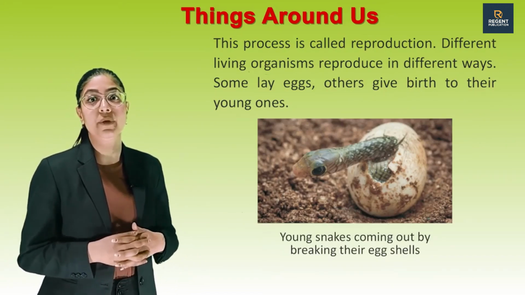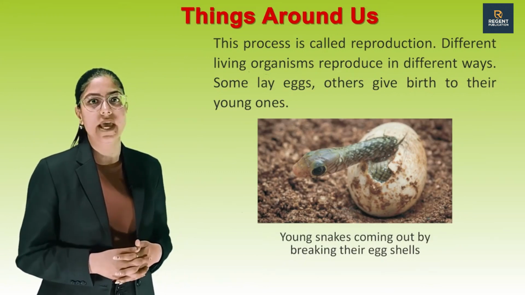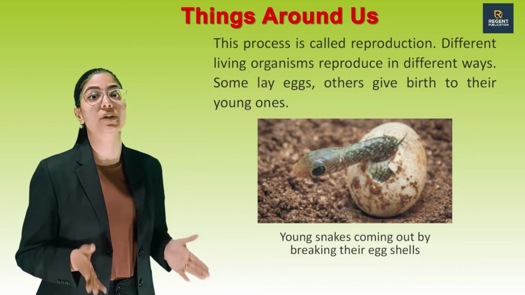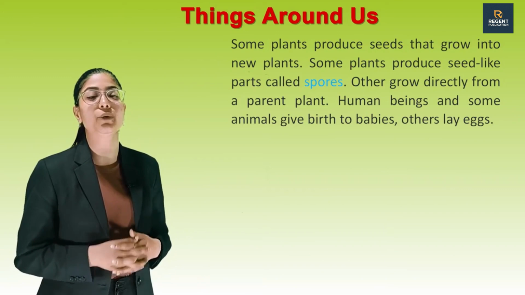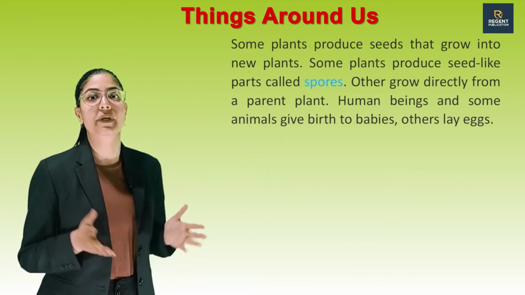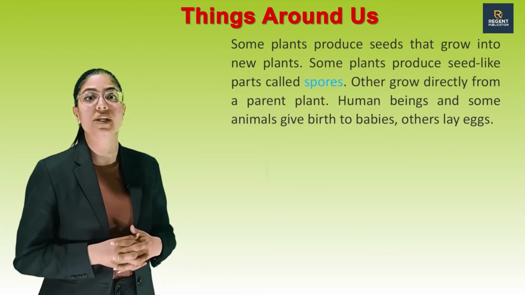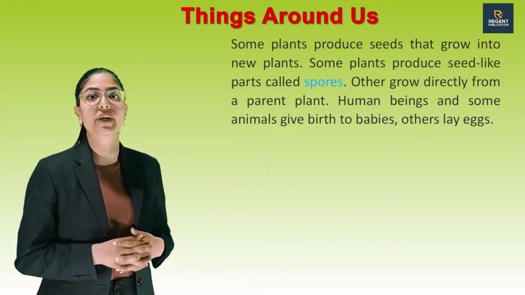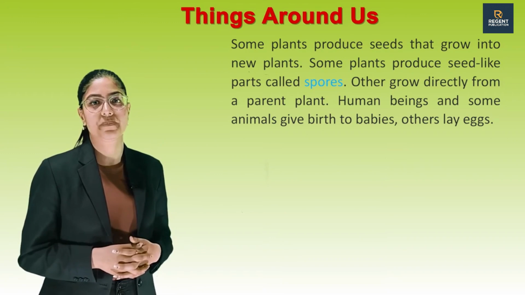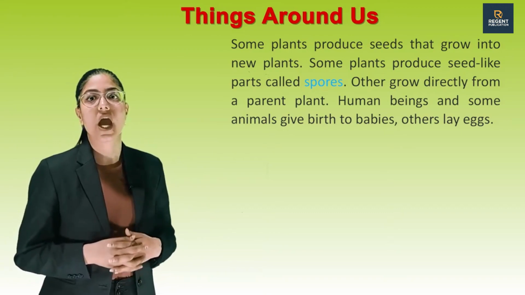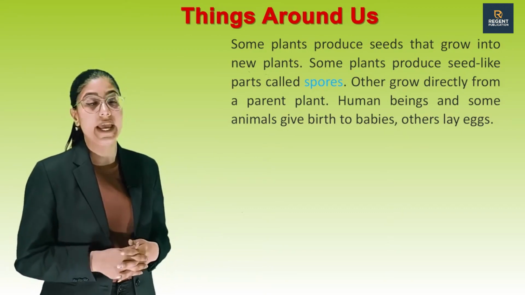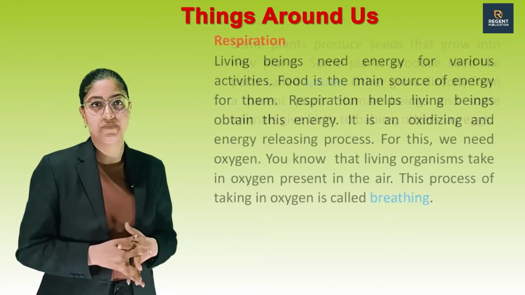Different living organisms reproduce in different ways. Some lay eggs, others give birth to their young ones. Some plants produce seeds that grow into new plants. Some plants produce seed-like parts called spores. Others grow directly from a parent plant. Human beings and some animals give birth to babies. Others lay eggs.